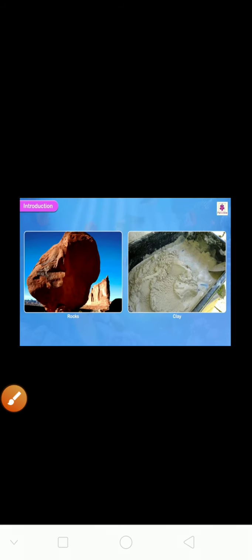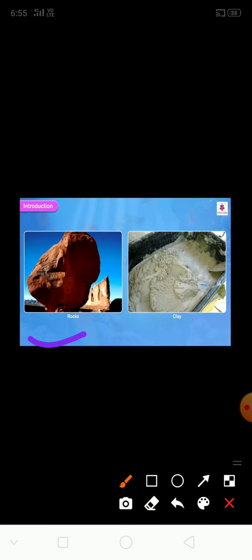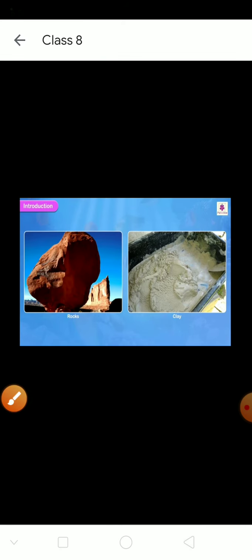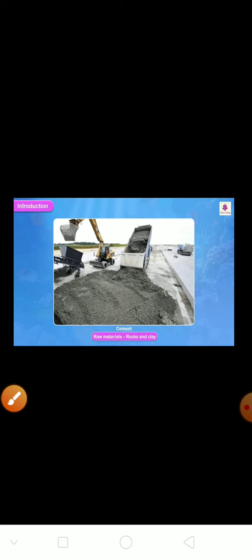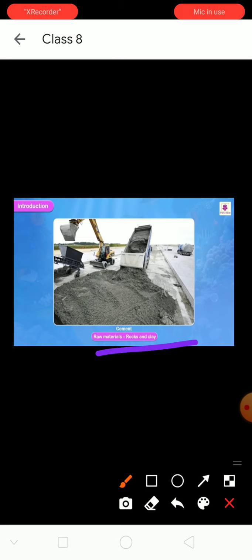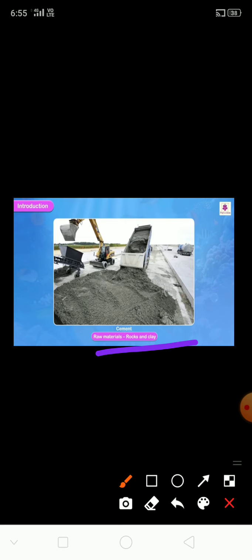Okay. And see here in this picture, rocks and clay. What are they here? Rocks and clay. So these are also natural resources. Okay. So this is the raw material and afterwards here it is making what? Cement. Okay. So how is cement formed? When man uses the raw materials rocks and clay, after that it forms what? Cement. Okay. Cement is a man-made thing.